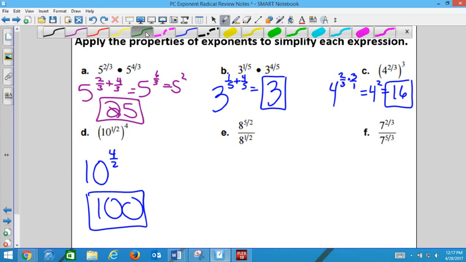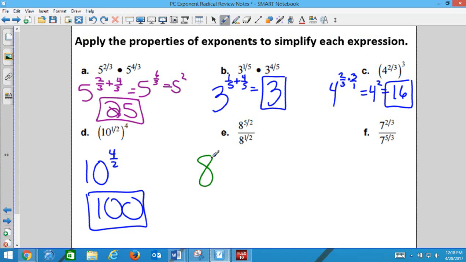Then when we have the same bases and we are dividing, this is what, Mackenzie, you asked me about earlier. When we have the same bases and we are dividing those same bases, we subtract the exponent. So we'll have 8 to the 5/2 minus 1/2. You do not change the base. You stay with the 8. You just change the exponent. You get 8 to the 4/2, which is 64.